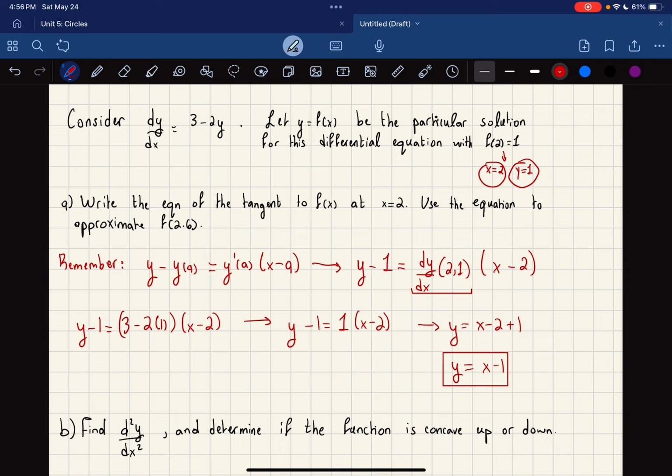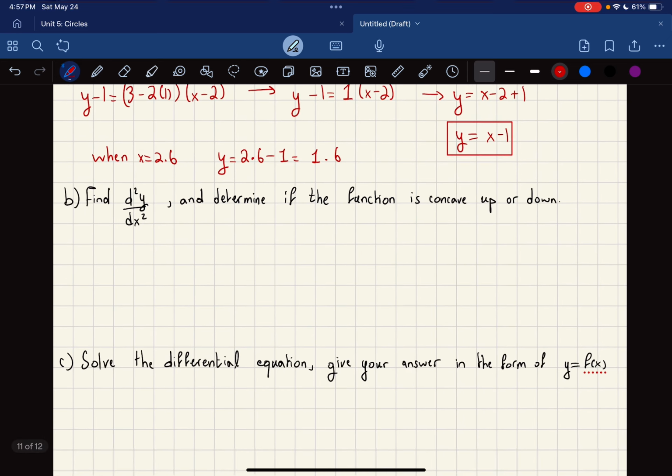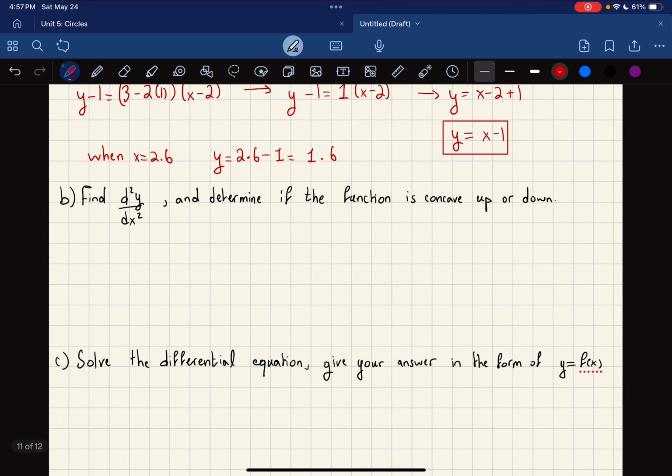And now they said, use this equation to approximate f of 2.6. So basically, we want to find y when x is equal to 2.6. So when x equals 2.6, then y is equal to 2.6 minus 1, which will be 1.6. So this is it for the first part of the question. In the second part of the question, they asked me to find d squared y over dx squared, and they wanted me to determine if it's concave up or concave down.